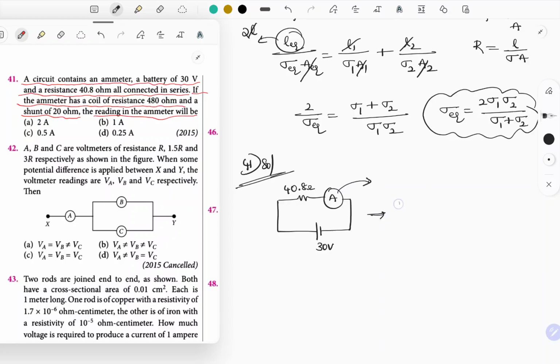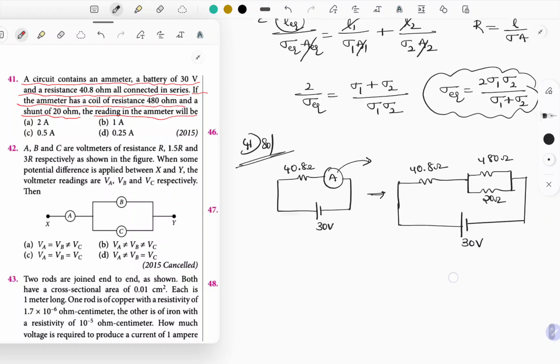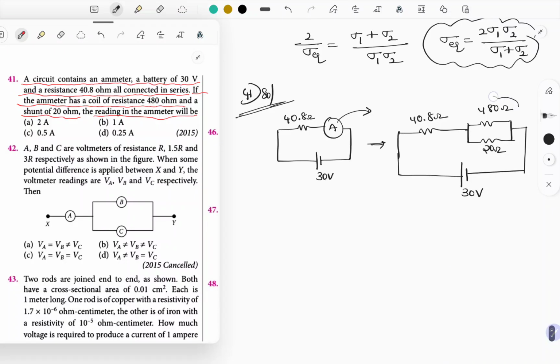So this circuit again can be replaced as this resistance is 40.8 ohm and the ammeter, its internal resistance is 480 ohm and shunt 20 ohm. So this is how it is connected. Now this is connected to a supply voltage of 30 volt. Okay, so this is how the circuit is given. Now we have to find out what is the current flowing through the ammeter.